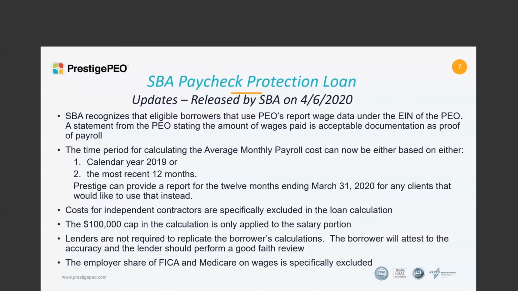The last thing, which actually was very confusing, we here at Prestige did not find it confusing, but some other firms were interpreting that the FICA and Medicare on the wages could be included in this calculation. The SBA has now clearly said no. Here at Prestige, we never did include it. We felt reasonable of our interpretation of the legislation, so this is not an issue for any of our clients because we never included it.